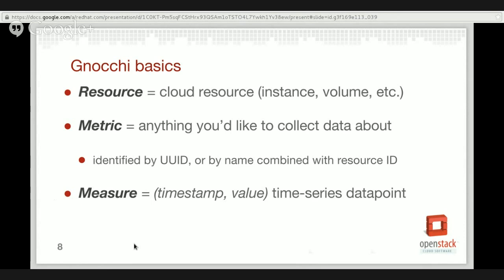Now, the individual metric is identified by UUID, or because the metric is associated with a resource, it can be identified by a string name, a more human-friendly string like CPU util, combined with the resource ID, and you can use that to construct the RESTful path, as it were, to identify that particular resource.